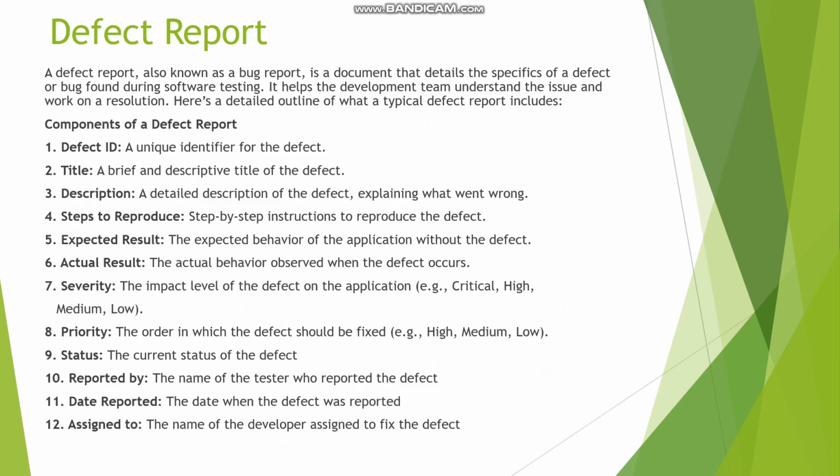Expected result, the expected behavior of the application without the defect. Actual result, the actual behavior observed when the defect occurs. Severity, priority, then status, the current status of the defect. Reported by, the name of the tester. Date reported, the date when the defect was reported. Assigned to, the name of the developer assigned to fix the defect. So this is nothing but a defect report. This is also very important from the interview point of view.